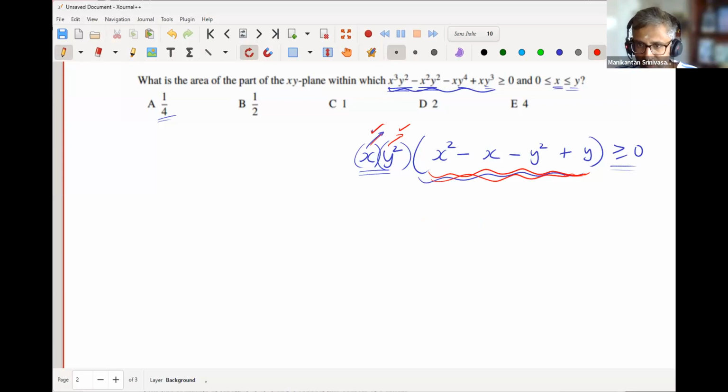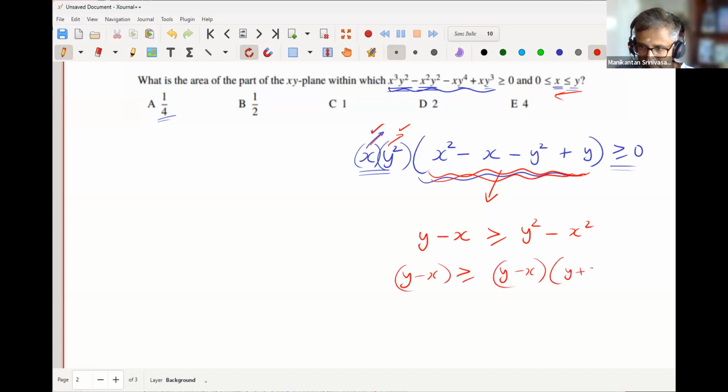So let me just move. I'll keep the minus x plus y on this side itself. So y minus x as it is, and I'll move the x square and y square to the other side. Not that I cannot do otherwise, it's just that given y is the bigger one, let's use that. So y square minus x square, just to avoid confusion. Which means y minus x should be greater than or equal to y minus x times y plus x.